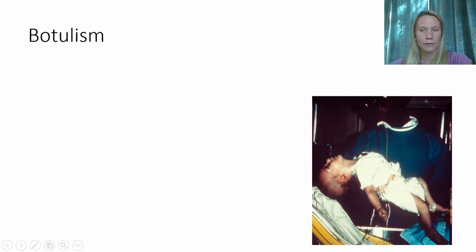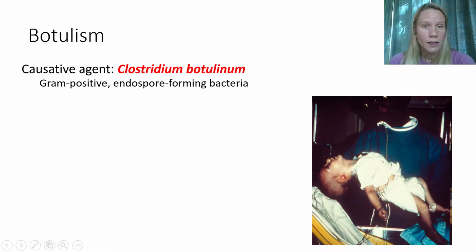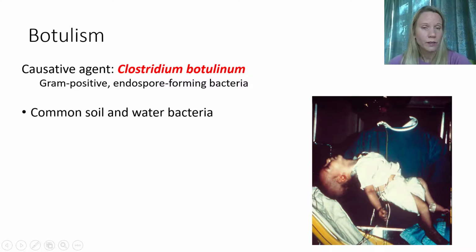Okay, so now we're on to our very last two diseases of the nervous system, and they are diseases caused by bacteria within the genus Clostridium. So this disease is botulism. It's caused by Clostridium botulinum, which is a bacteria that is gram-positive, it's spore-forming, and it resides normally in the soil. So it has a non-living reservoir, being the soil, and in water.